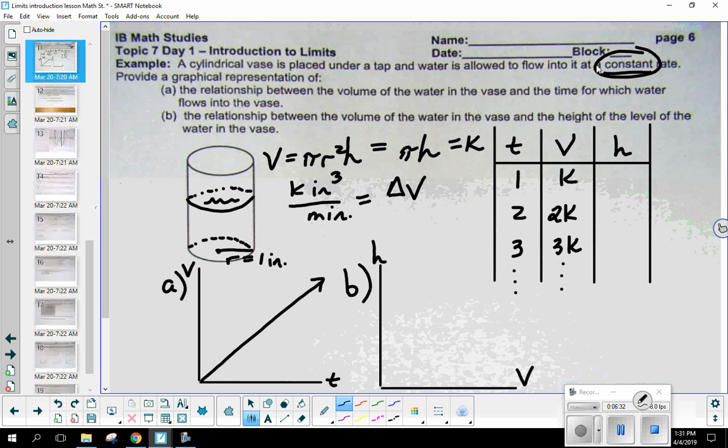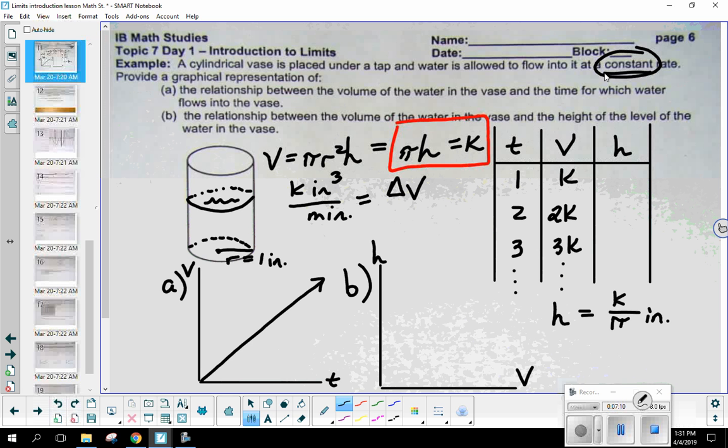So let's do the same thing for B. This was the relationship between the volume of the water in the vase and the height of the level of the water in the vase. So you'll notice I've got height and the volume here. Let's actually solve for the height. I want to take a look at this portion right here. We were saying that, at a certain time, we're going to have k cubic inches of water in the vase. So if I solve that for the height, what would I have? Yeah, k over pi inches, right?